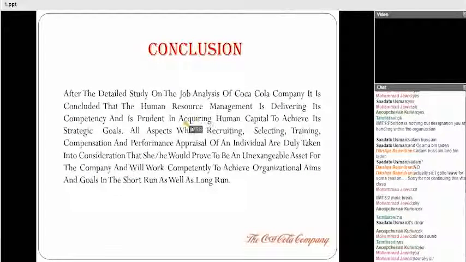In conclusion, after a detailed study on the job analysis of Coca-Cola company, it is concluded that the human resource management is delivering its competency and is prudent in acquiring human capital to achieve its strategic goals. All aspects while recruiting, selecting, training, compensation and performance appraisal of an individual are duly taken into consideration, so that she or he would prove to be an invaluable asset for the company and will work competently to achieve organizational aims and goals in the short run as well as long run.